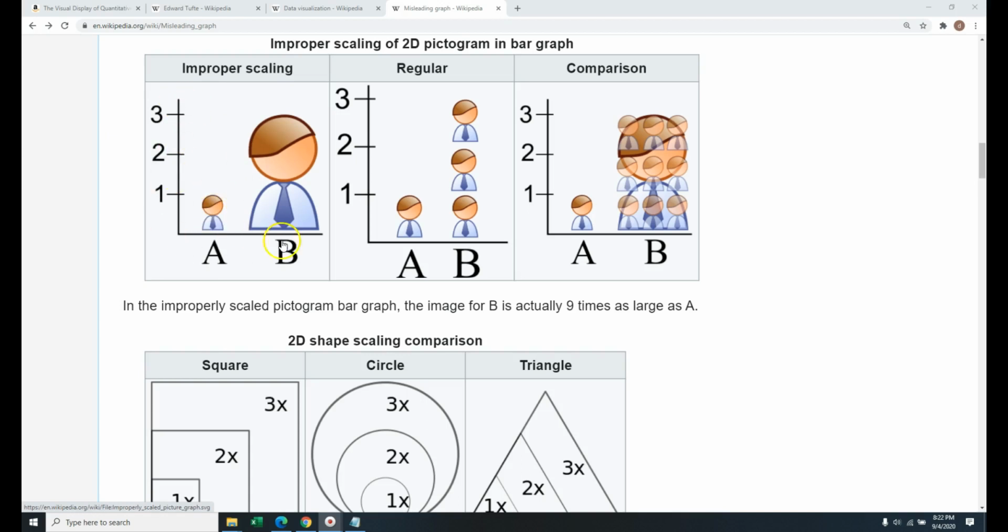So we have two axes, and we have one person over here that represents 1, and then we have a huge guy over here that should represent 3. But in this huge guy, you can actually fit 9 guys. So this is not how you should depict the 3, but rather, like in here, you put 3 people on top of each other.